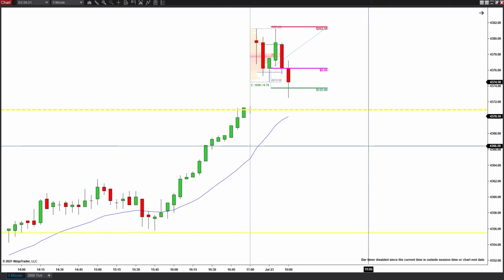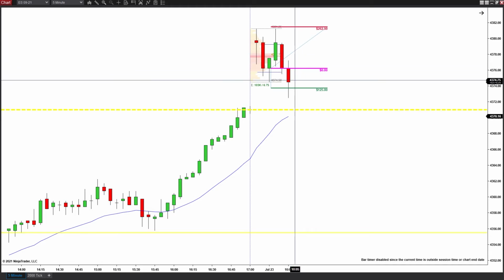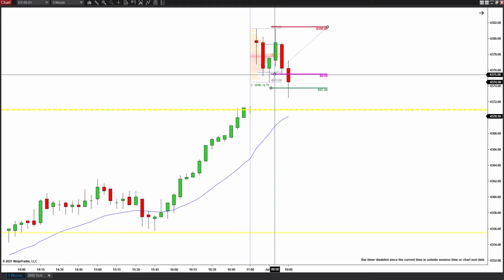Okay, well, there's the proof in the pudding, huh? So we've got the continuation down. The market closes very, very weak. Now, here's the first objective. Let's look at some of the other ones.